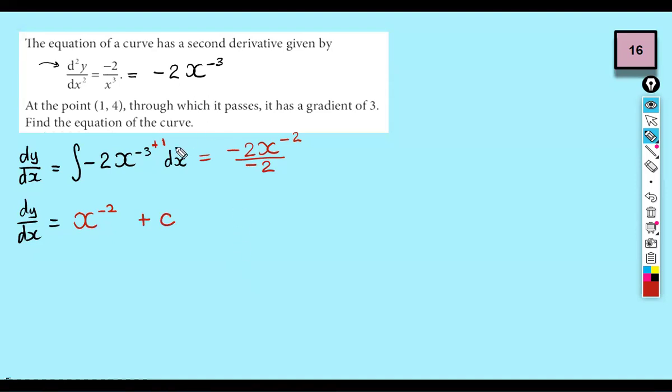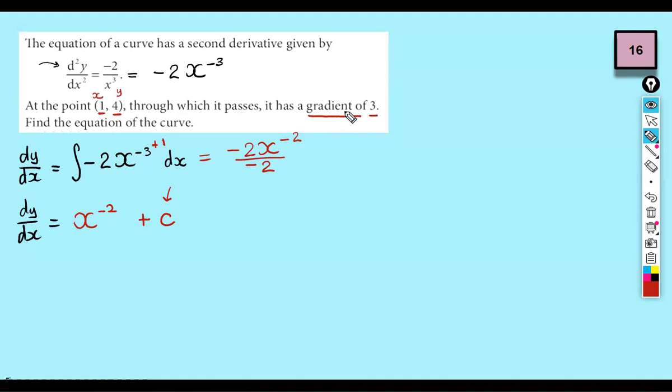Now, they ask us to find the equation, which means we have to work our way up to the letter y, which means we're going to have to integrate one more time. But we cannot integrate until we find c. To find c is pretty easy. The examiner gave us a hint. They said at the point 1, 4, where 1 is the x coordinate and 4 is the y coordinate, the gradient at that point is 3.